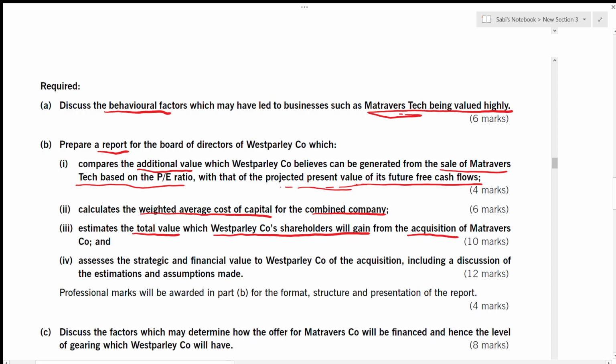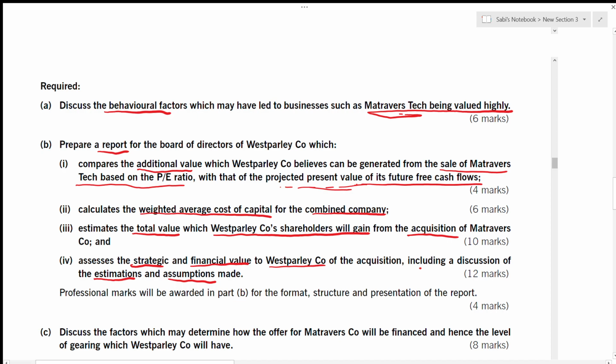And the fourth one: assess the strategic and the financial value to West Parley of the acquisition. Two things you have to talk about: strategic and financial value, to West Parley, including a discussion of estimations and assumptions made. So your estimations have to be there, your assumptions have to be there. Even if the question does not tell you to mention them, most of the time they will give this line, include assumptions. Even if they don't give it, still include assumptions because you will be getting marks for those assumptions.